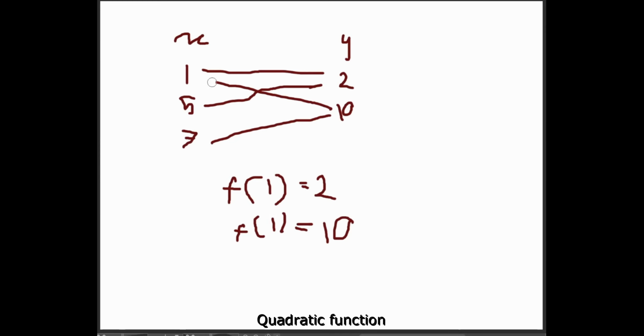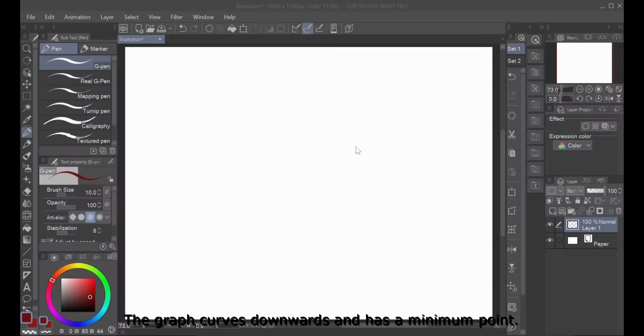Traits of quadratic functions. Graph. Here we'll start with determining the shape of the graph. When a is more than 0, meaning a, the value of a within the quadratic equation, is positive, the graph curves downwards and has a minimum point. So let's do a graph curving downward, and this, as you can see, means that the value of a within the quadratic equation is more than 0 and has a minimum point roughly around here.